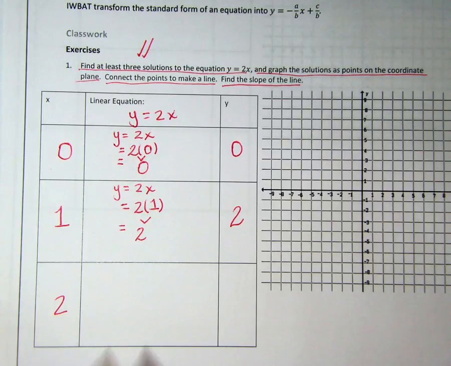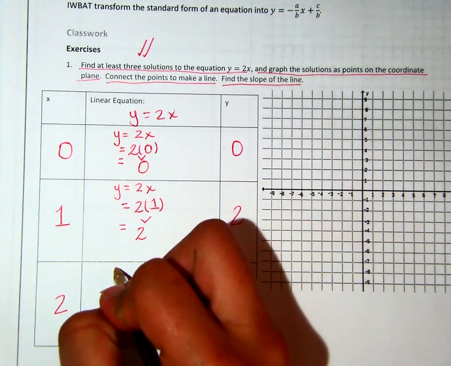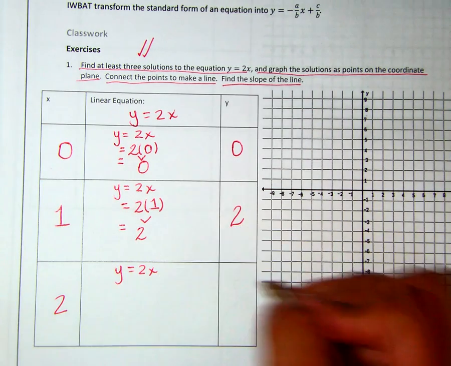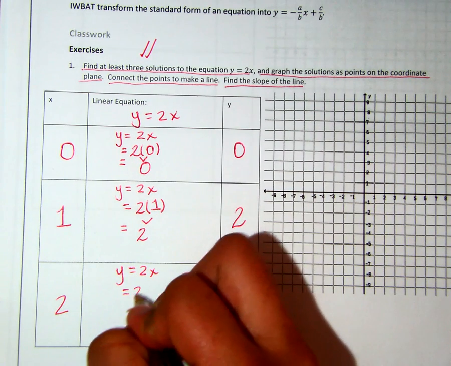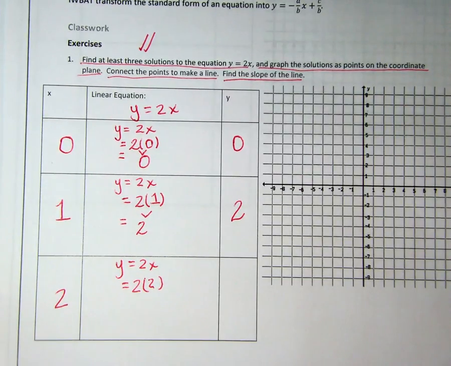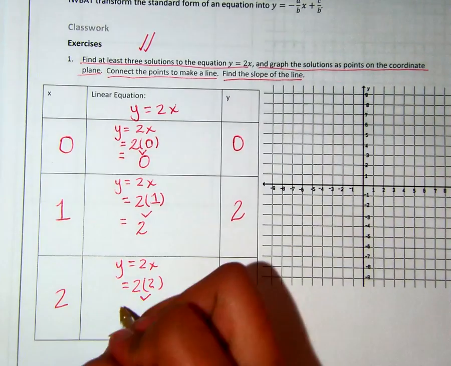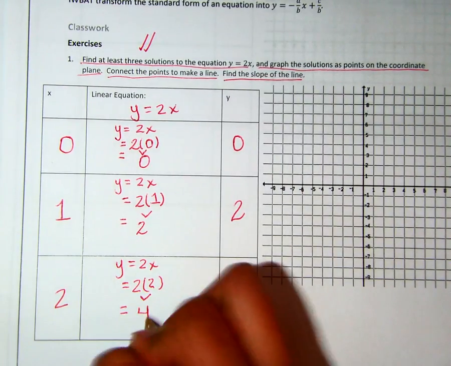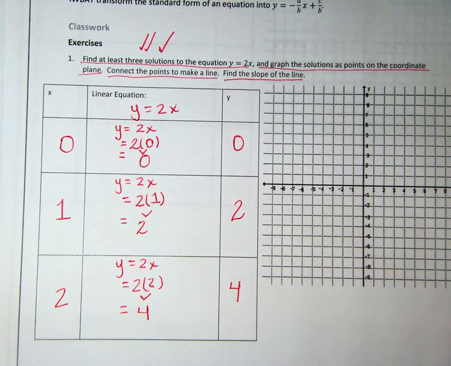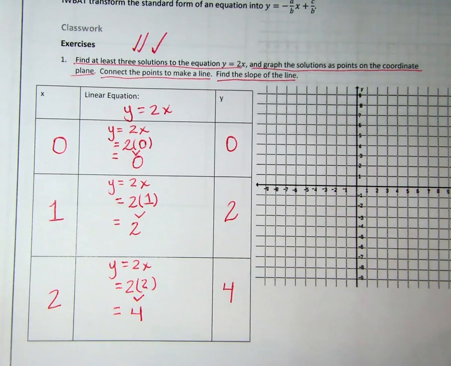Let's work with number 2 when x equals 2. What does y equal? Well, I've written my equation like I've been given. Now I'm going to substitute my value of 2 for the variable x. Going to compute, and I get that 2 times 2 is 4. So when x is 2, y is 4. I have 3 solutions. Now I'm ready for my second prompt.